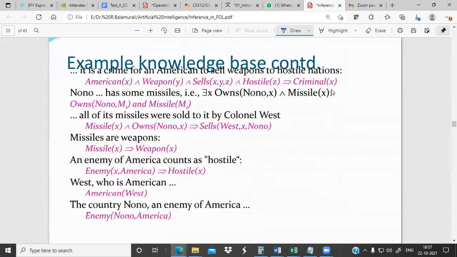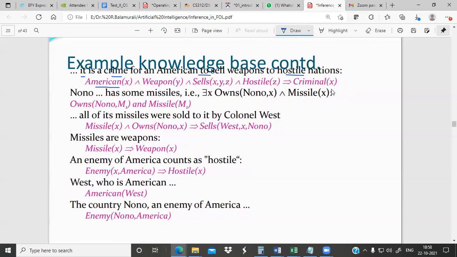First, consider the statement: it is a crime for an American to sell weapons to hostile nations. This can be represented in first order logic something like this. American(x), that is, if x is an American, and Weapon(y), if y is a weapon, and if x sells y to z, where x represents some American who is selling the weapon y to z, and z is a hostile nation, hostile to America, then it implies that x is a criminal.